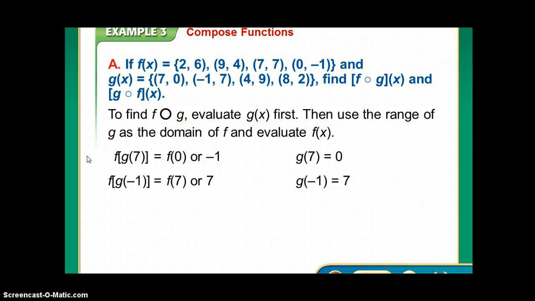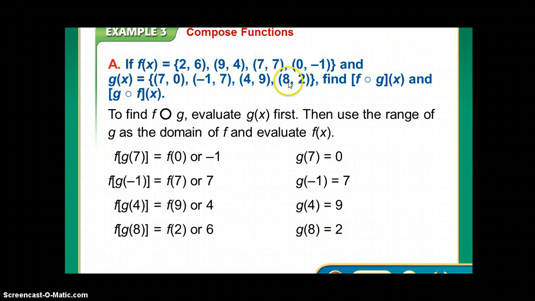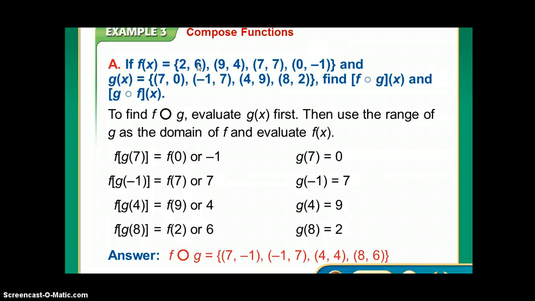Now just find g, so I'm just going in order. At g of x equals, and so on. I'm just finding g of my input, or my x value. So g of negative 1 is 7, f of 7 equals 7. Next up we have g of 4, g of 4 is 9, f of 9 equals 4. G of 8 is 2, f of 2 equals 6. So that's what our answer would look like.